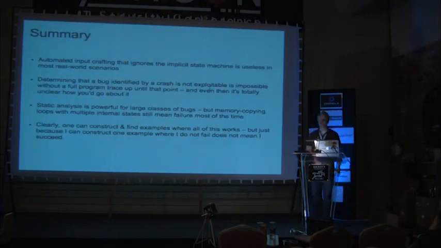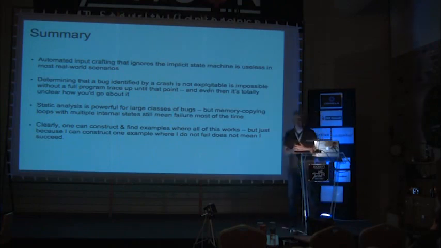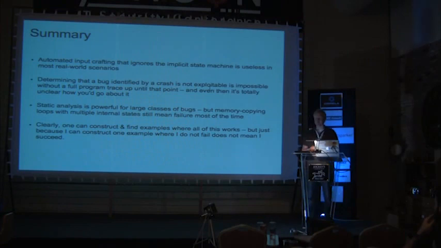Now, what's the summary to take away from this? First of all, when you try to do automated input crafting, and I know many people try this because it's the one thing that everybody wants, be sure that you don't ignore the fact that there's a state machine. There's a state machine behind that application somewhere, and you need to not ignore it. If you ignore it, you'll spend all this time building a dynamic symbolic executor and a SAT solver and all these things, and then you'll figure out, shit, without that state machine or without understanding the state machine, I can't actually do this.